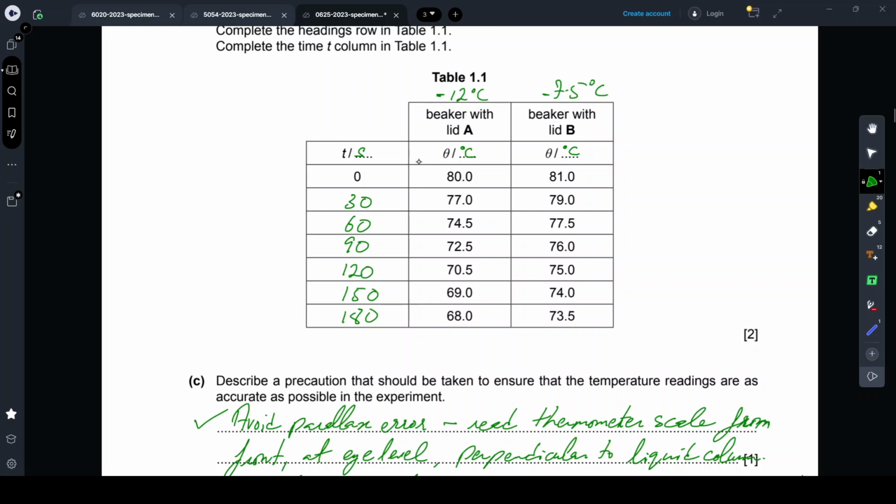Which temperature did you start off with? 80. Which temperature did you have after 180 seconds? 68. That is a difference of 12 degrees centigrade, and you're losing heat, so the temperature is going down. With lid B, you started off at 81, and after 180 seconds, you are at 73.5. That is a difference of only 7.5 degrees centigrade. So which one is cooling faster? Lid A, right? Yeah. So that's one thing.